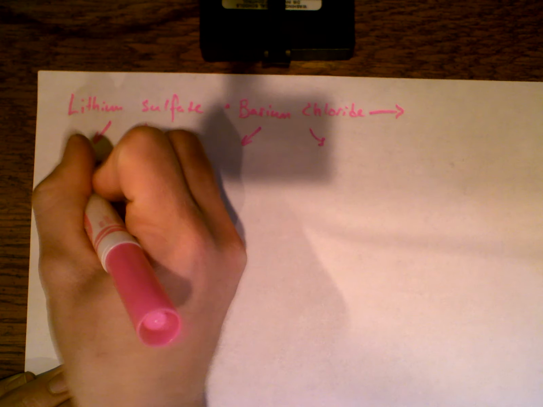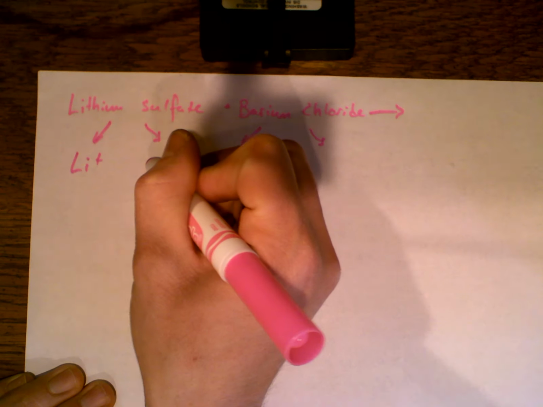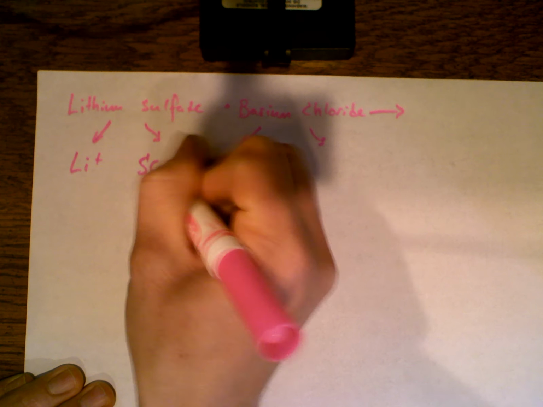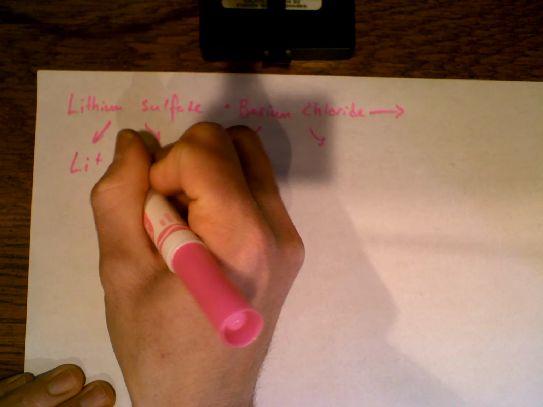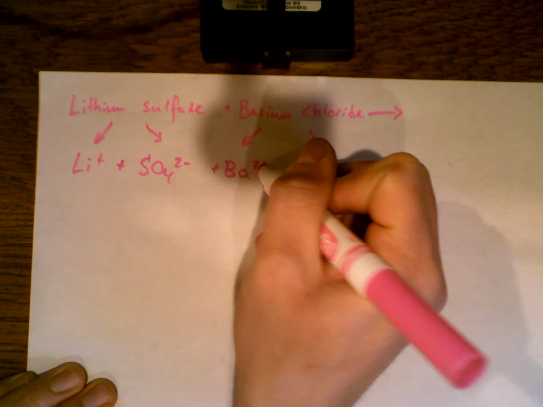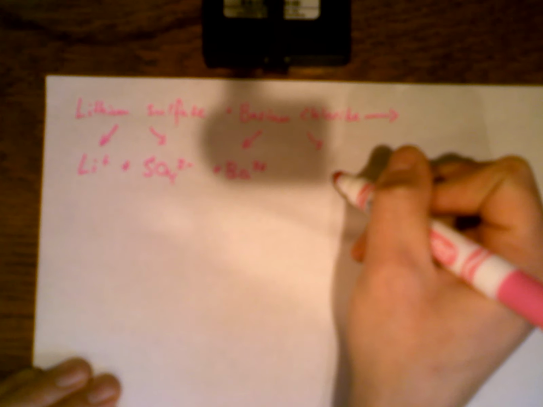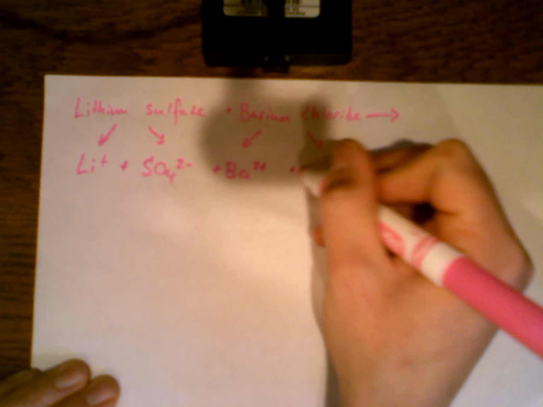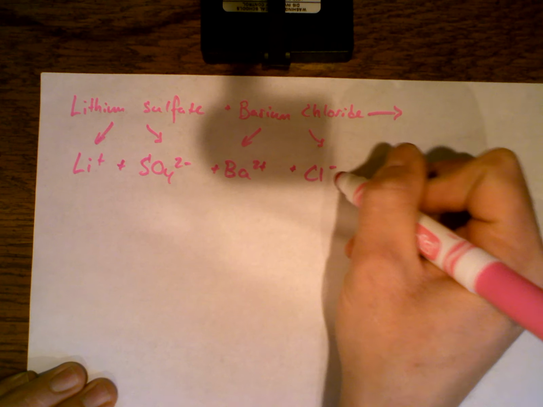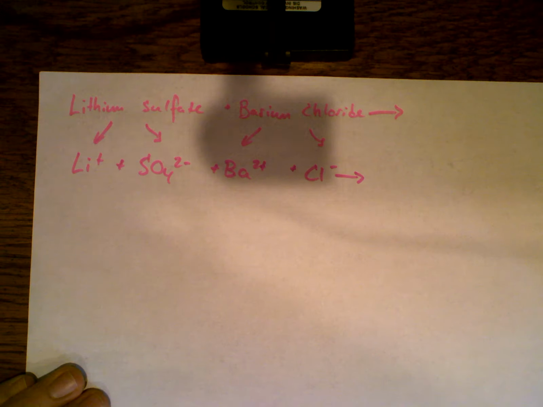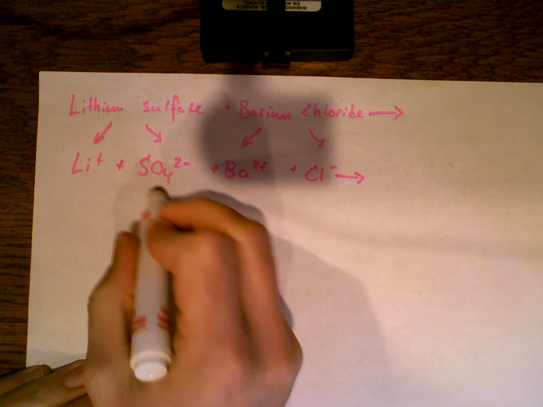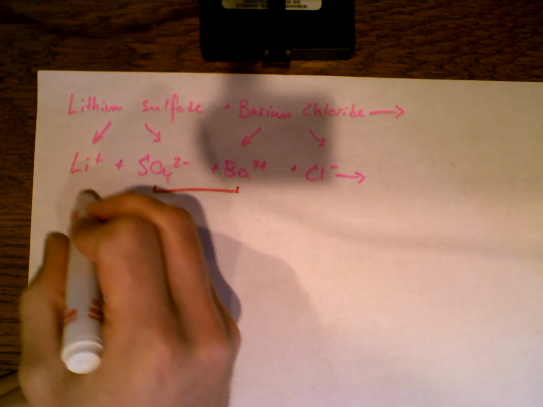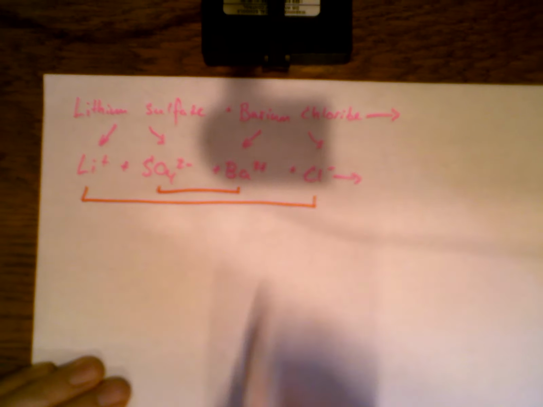So I know lithium is Li plus, sulfate is SO4 2 minus, barium is Ba 2 plus, and chloride is Cl minus. Okay, so I know that my combinations are going to be inside-outside again, so sulfate and barium, or lithium and chloride.